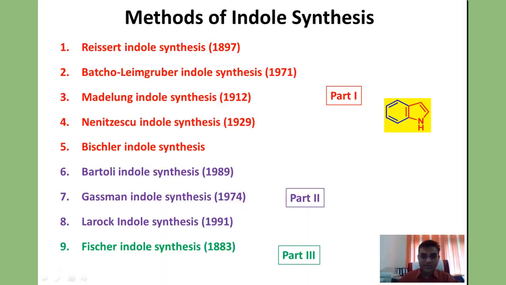Before discussing the Fischer indole synthesis, we have covered a total of 8 name reactions for the synthesis of indole. In part 1, in the first lecture, we covered the Reissert indole synthesis, Batcho-Leimgruber, Madelung indole synthesis, Nenitzescu indole synthesis, and Bischler indole synthesis. So these 5 methods were discussed in lecture number 1.